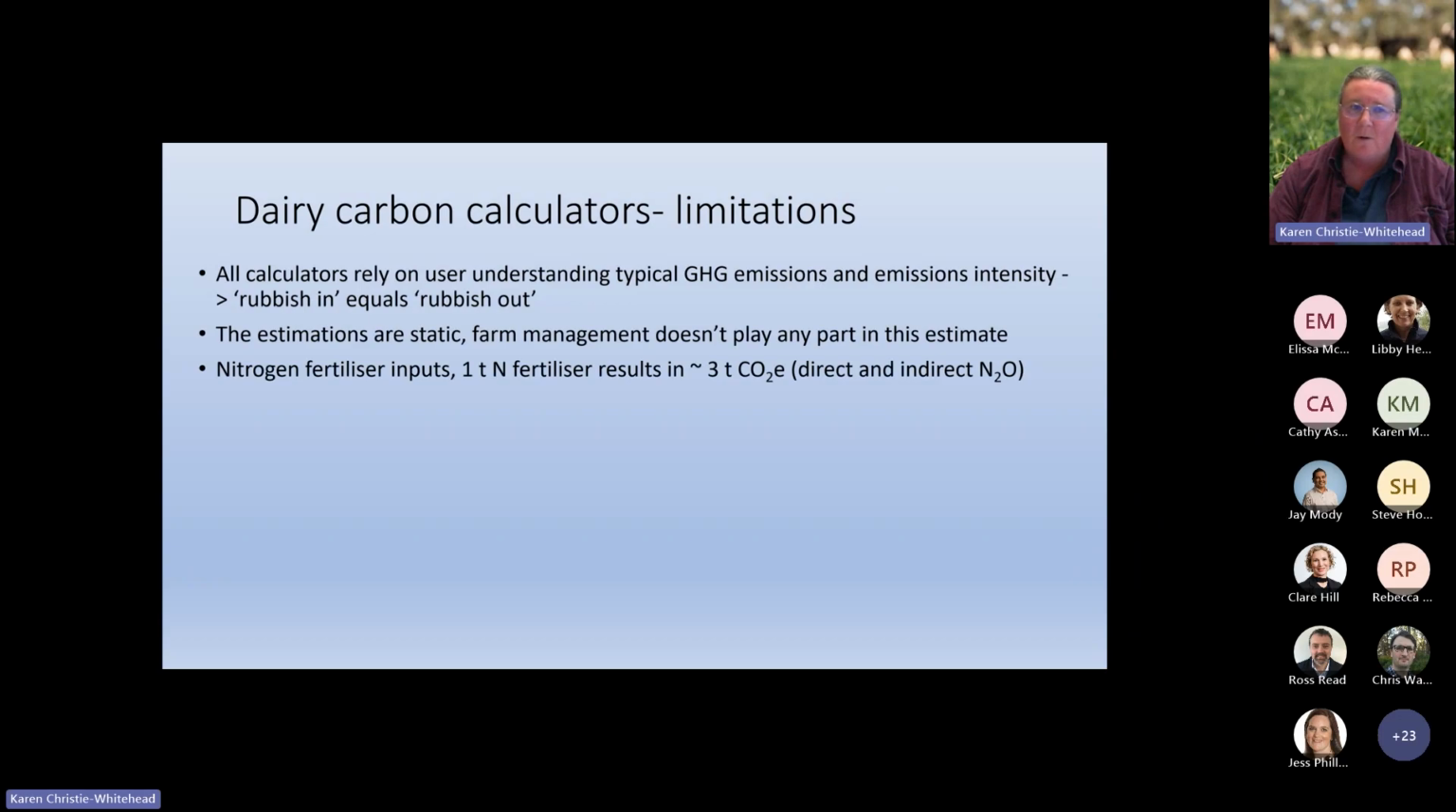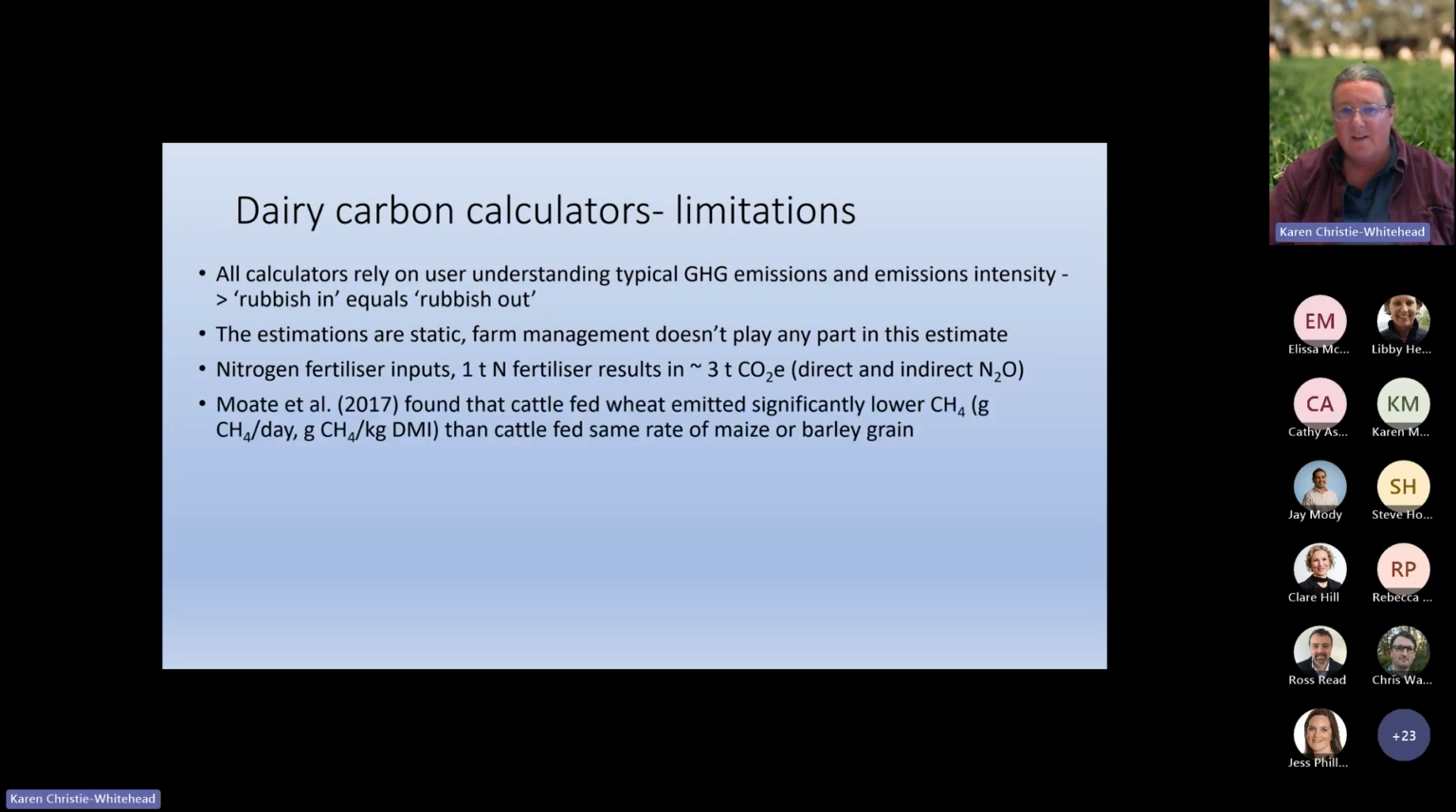This is the case for all tools, not just the Australian tools, but the estimations are quite static. So, farm management doesn't play any part in the estimate. Take, for example, nitrogen fertiliser. A tonne of nitrogen fertiliser is about 3 tonnes of CO2 equivalent. So it doesn't matter if you dump that 1 tonne on 1 hectare in one hit, or you spread it out over the 12-month period. It will still give you that same result.